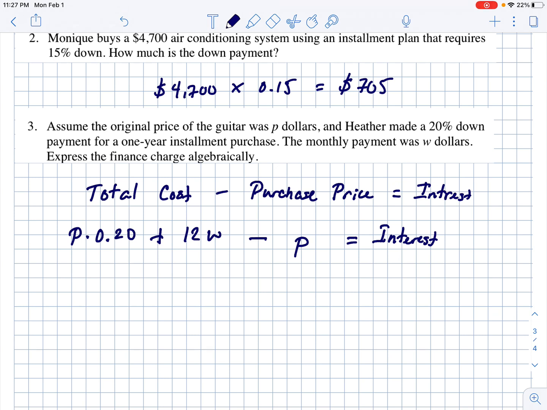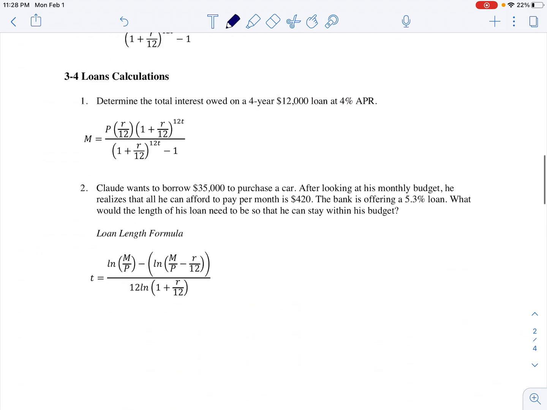So if something's original price, let's say, was 1,000, and we're putting 20% down, so that's 1,000 times 0.20 plus 12 of whatever our monthly payment would be. I can't really think of one right now what it would be. But whatever it was that was provided to you, that is the answer for it. Okay, let's go to number 4.